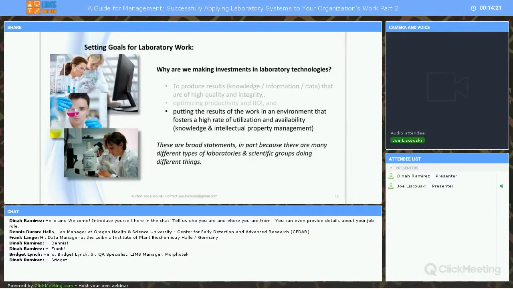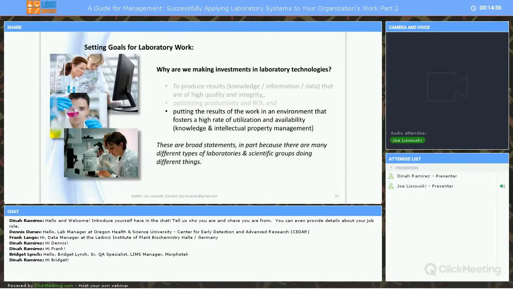Another goal is putting the results of the work in an environment that fosters a high rate of utilization and availability. This impacts knowledge and intellectual property management. We should be careful that data and information are organized in ways and formats that can be searched, archived, found, and easy to use. If the data is in a media that is hard to work with, a paper notebook for example, it won't be used, and you won't get the return on investment that work could otherwise produce.